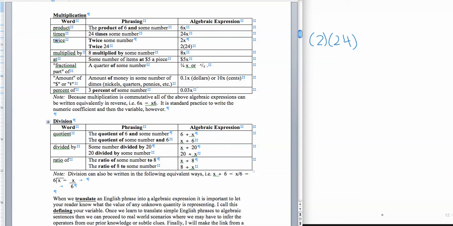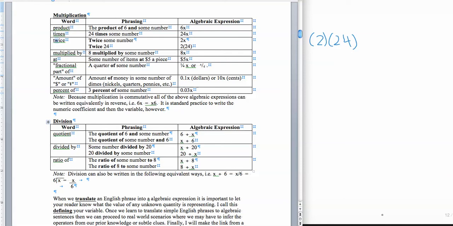The quotient of some number x and 6, on the other hand, means x divided by 6, the order that they come in. The word divided by, we don't need the word and like we saw in quotient. Divided by just takes the place of the operator. So some number divided by 20. x and then divided by gets replaced by the operator, and then 20.